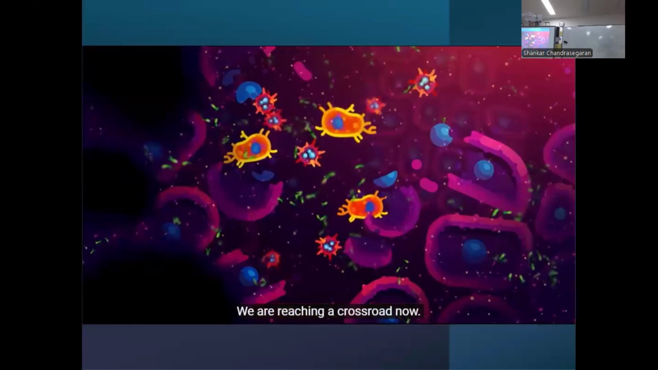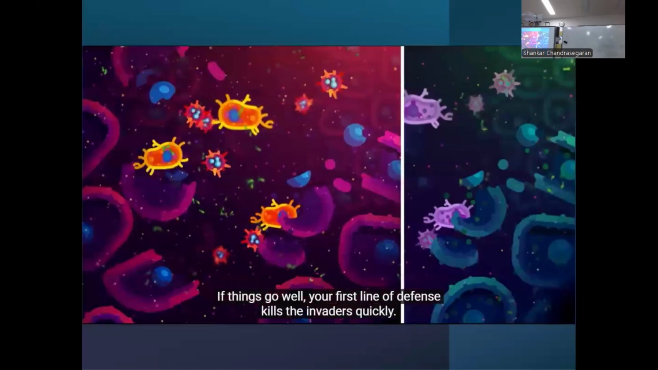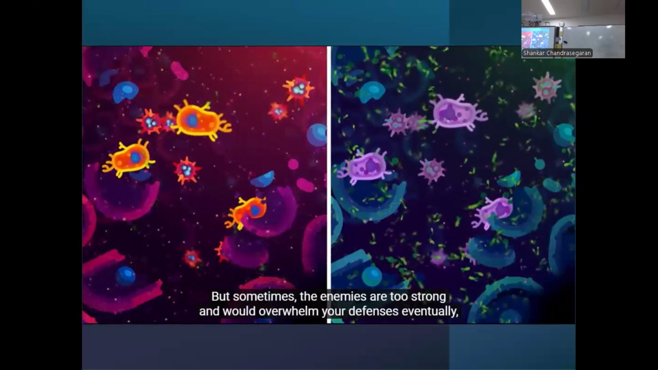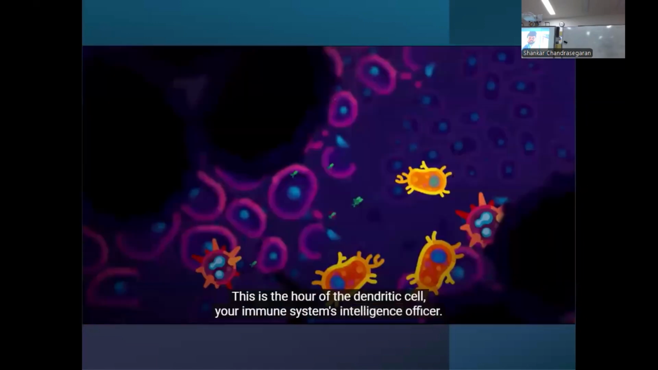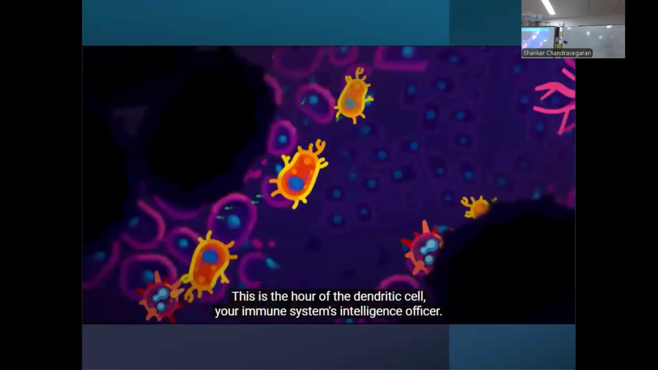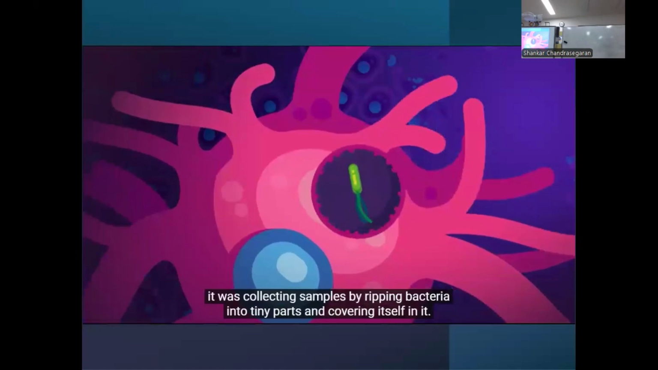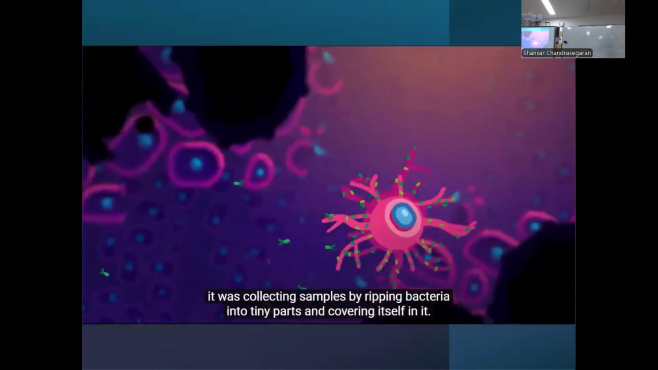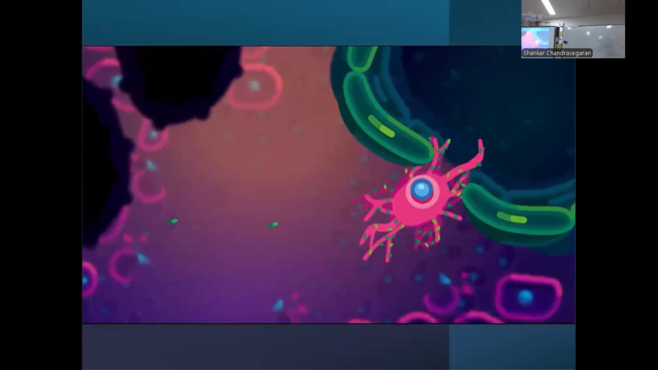We're reaching a crossroad now. If things go well, your first line of defense kills the invaders quickly. But sometimes the enemies are too strong and would overwhelm your defenses eventually, which means certain death for you, the human. This is the hour of the dendritic cell, your immune system's intelligence officer. While your soldiers were bashing in heads, it was collecting samples by ripping bacteria into tiny parts and covering itself in it.